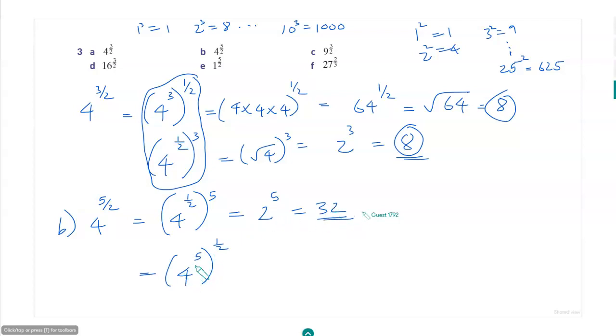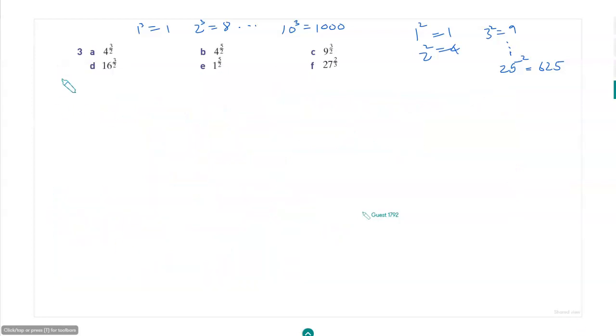Or you can do it like 4 to the power 5 and then square root. So, 4 to the power 5 would be 4 times 4 times 4 times 4 times 4. Now that's going to be a big number, right? So let's not do it this way, because obviously this is more time consuming, right? Okay, so that's how you do fractional indices. Let's do a few more.